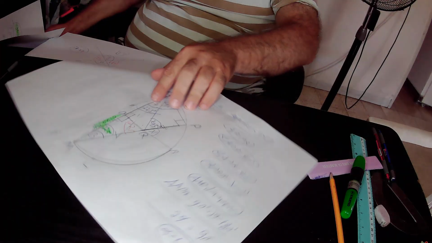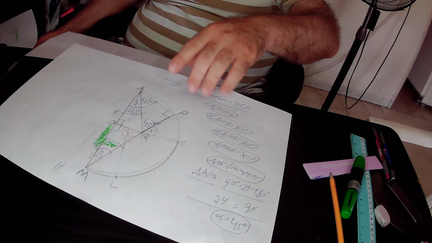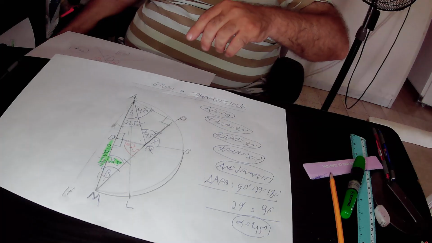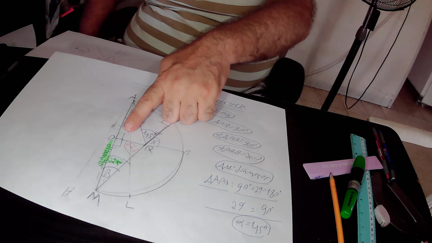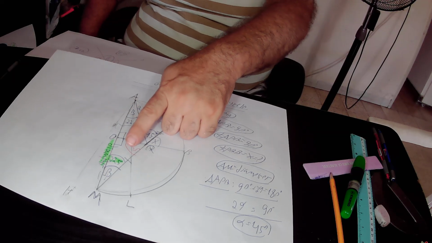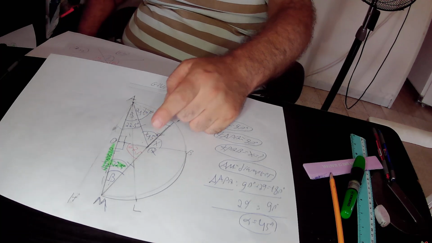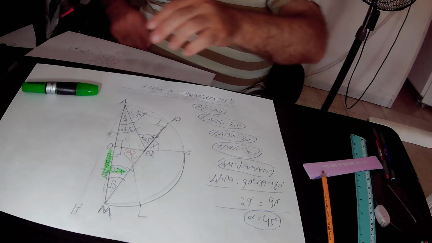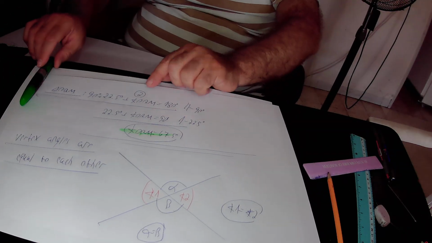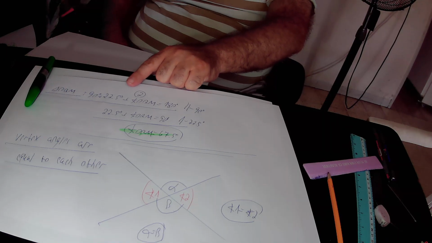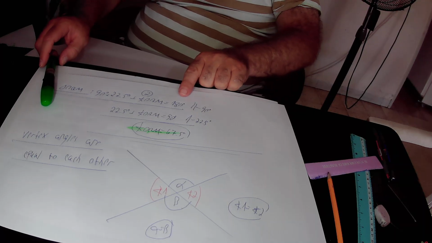In the next step, we focus on the right lower triangle, triangle OQM. The sum of the angles in triangle OQM must be equal to 180 degrees. So which angles do we have in triangle OQM? We have this angle that is 90 degrees, plus this angle beta that is equal to 22.5 degrees in size, plus this missing angle OQM, and the total must be equal to 180 degrees.